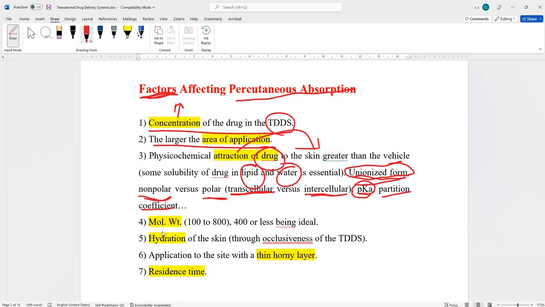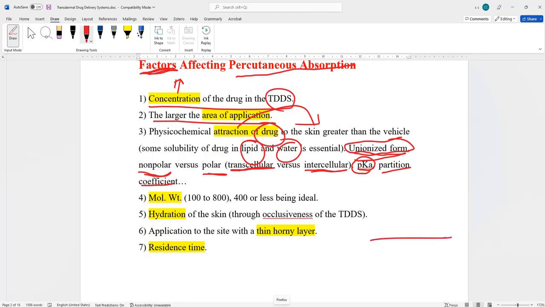How much moisture, how much water is in the skin. Of course, the more water in the skin, the better will be the absorption of the drug, because you have more medium for the drug to dissolve in. How can this be achieved? One of the ways is through the backing area. What do we mean by the backing area?